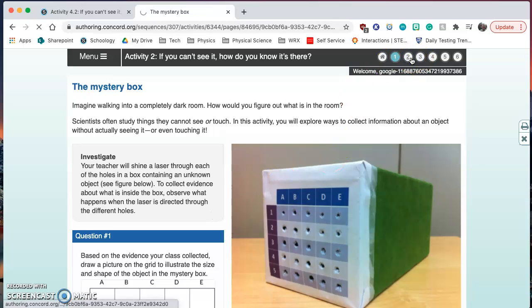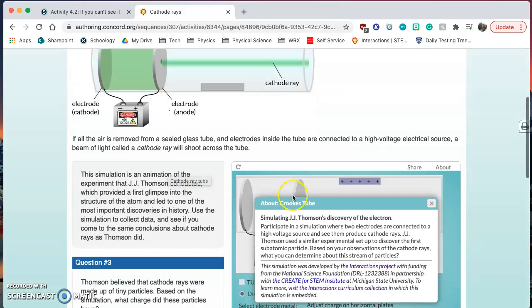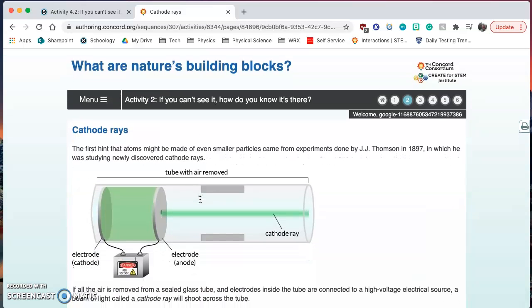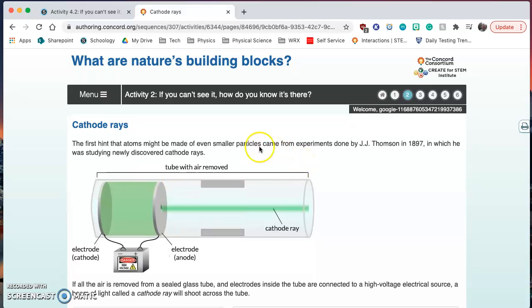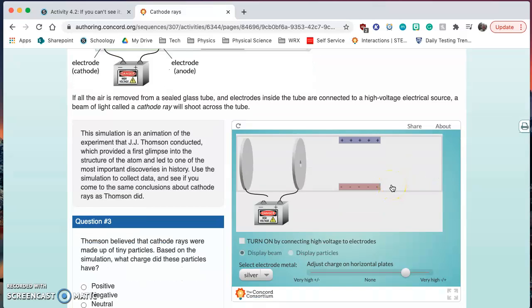As we go through here, again, these simulations are embedded right within the Interactions website. I put them on Schoology in case they're not working in one place or the other. But looking at this, it's called the cathode ray experiment. All right. So specifically, just showing you some stuff that we can change here.